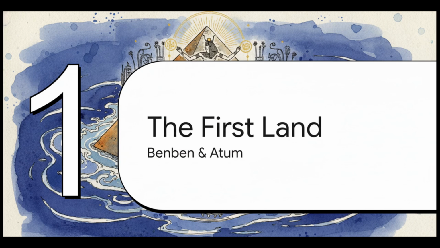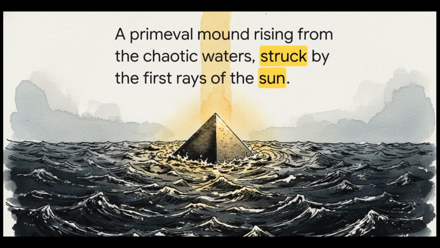Okay, let's dive into Section 1, the first land, Benben, and Atum. So how exactly do we get from a formless, endless ocean to the very first physical spark of creation? Well, you need a place to stand, right? Out of that perfectly still, terrifyingly dark surface of Nun, a single, solitary piece of muddy land rises up. This is the primeval mound, which later became known in the city of Heliopolis as the Benben. You can think of this as the very first dry land, the exact dead center of a brand new universe, where chaotic water finally becomes stable earth.